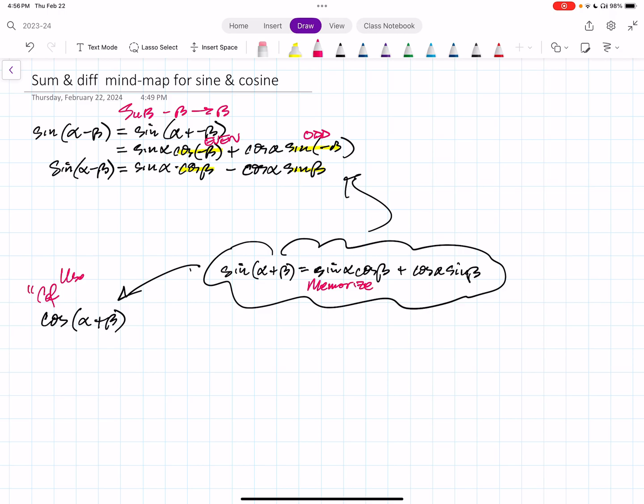So use cofunction identities, and all my students know what I'm talking about here. I'm just bringing this in as a little note. The cofunction identities deal with complements.